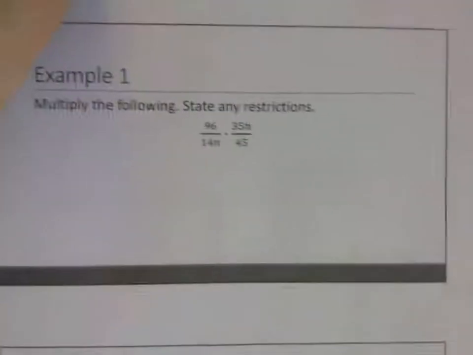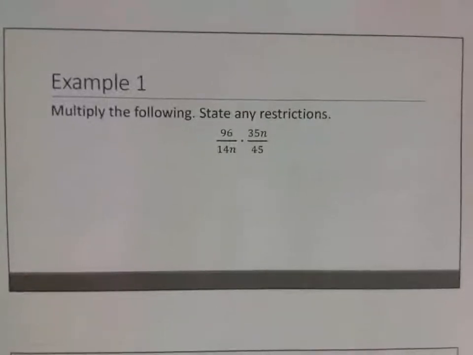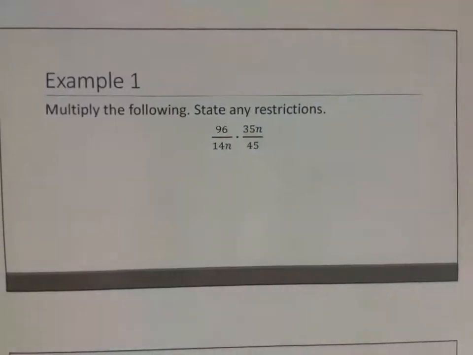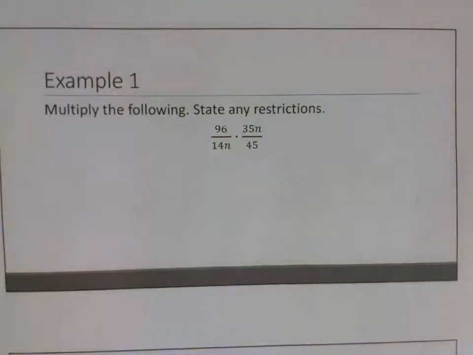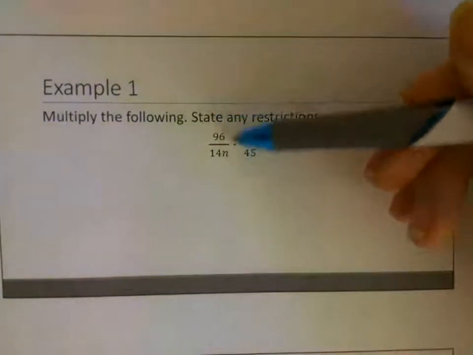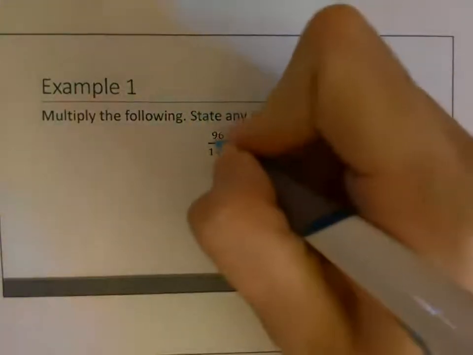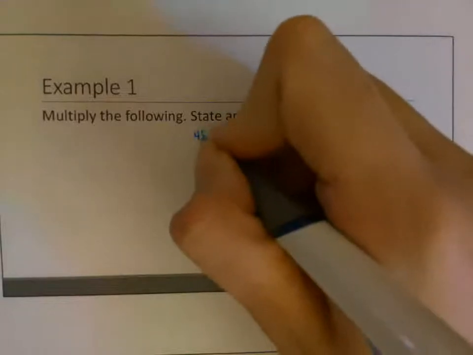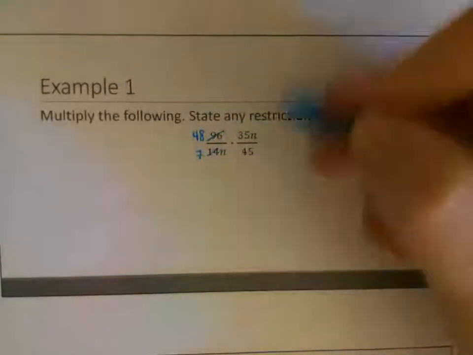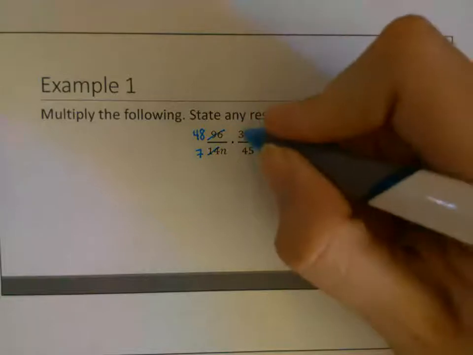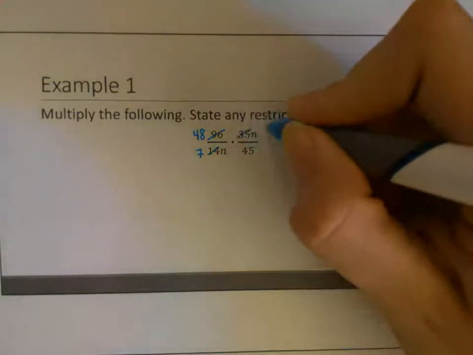So let's just check our multiplication skills with a monomial. Keep it a little bit simple for the first one. So we've got 96 over 14n times 35n over 45. I am going to start by looking top to bottom and seeing if I can cancel anything out. I can divide both 96 and 14 by 2. And when I do that, I'm going to get 48 and 7. Top to bottom here, I can divide both of those by 5.